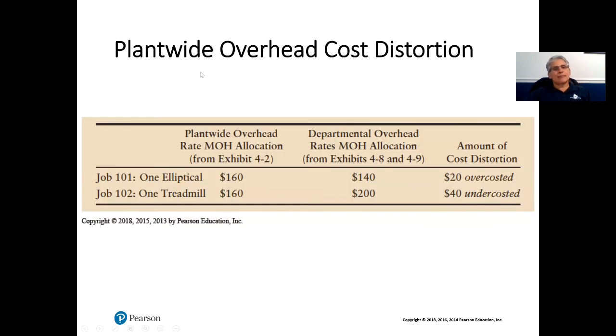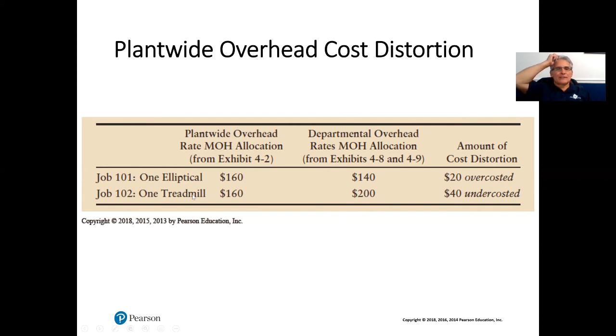So now let's go ahead and compare the results. Compare the plant-wide overhead allocation to the departmental overhead allocation. When we use the plant-wide overhead rate allocation, we ended up coming to $160 for job 101 and $160 for job 102. That is shown in the previous slide, or exhibit 4-2. When we computed the departmental overhead rate MOH allocation, which is exhibits 4-8 and 4-9, we came up with $140 for job 101 and $200 for job 102.